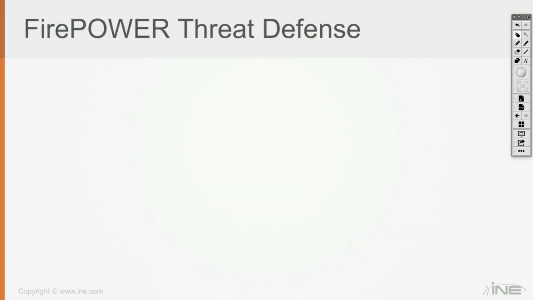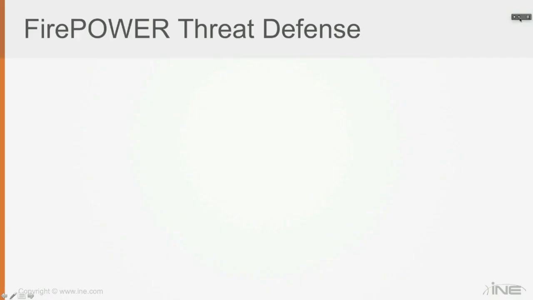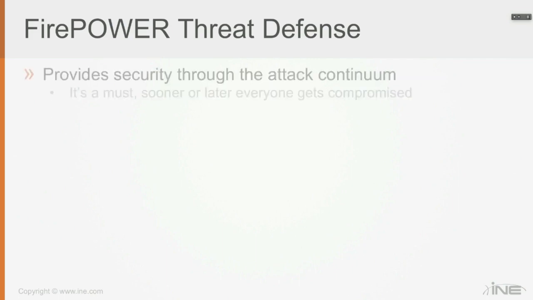Now in here, I used the name Firewall Threat Defense, but I'm not referring to Cisco's new unified code. I'm referring in here to Firepower services threat defense capabilities. So I'm not speaking about the unified code, but just the regular ASA with Firepower services, and how that does threat defense in the network.